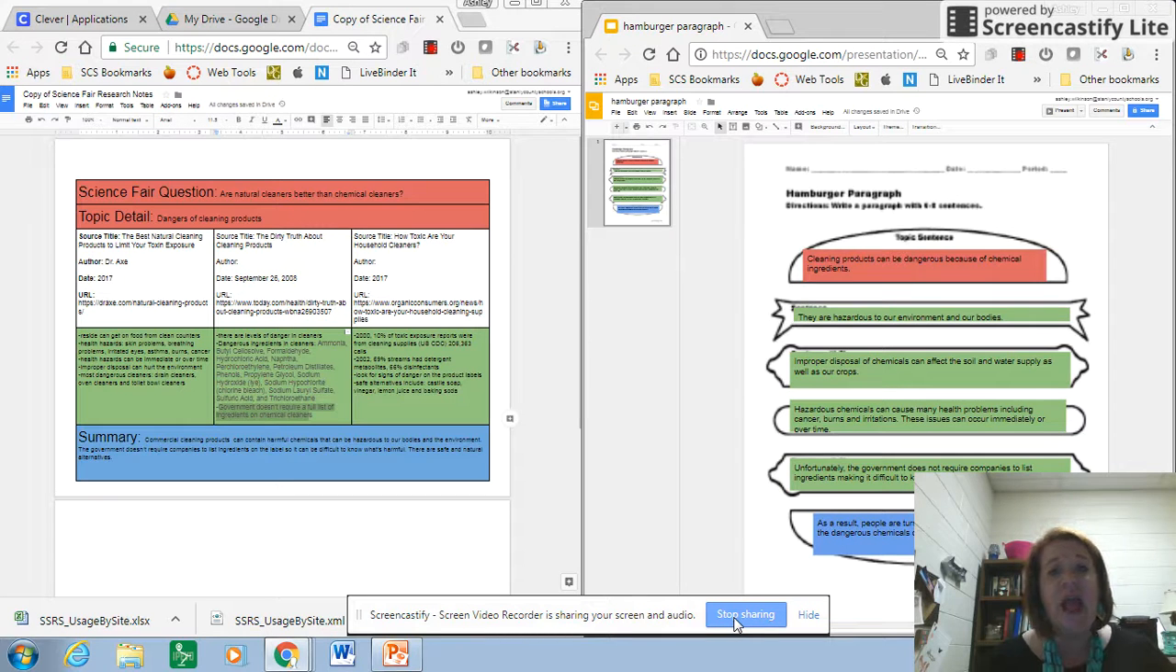So now you can see I've taken what I had on my note sheet and I've made it into my paragraph. Now, the next time we get together and talk, whether it's this way or me in person, we will take what's left on our note sheet, these white boxes, and turn that into our bibliography. So we've still got to do that part before we've completed our research portion of our science fair projects.